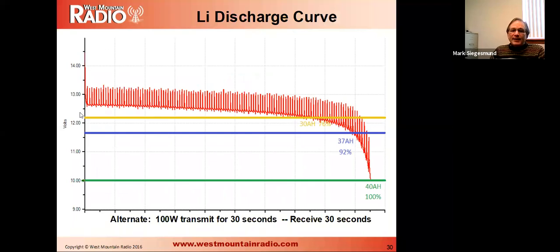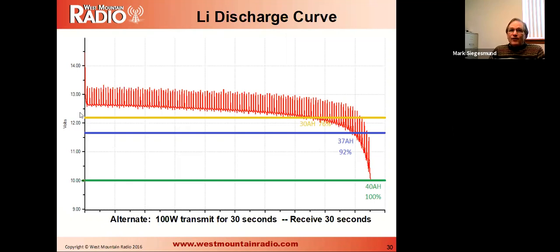Here's that 30 seconds transmit, 30 seconds receive on the lithium battery. This is another place where the lithium battery really shines. Even using the yellow line, I'm getting 76% of the battery capacity out of that lithium battery. Remember, that was down around, I think it's 26%, on the lead acid battery. So I'm getting a lot more bang for the buck.